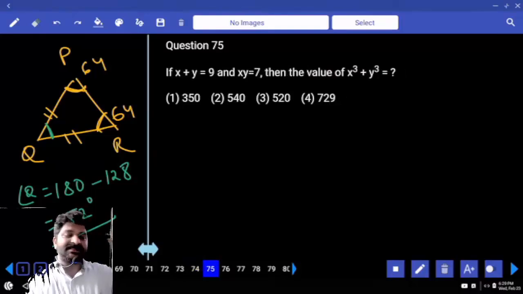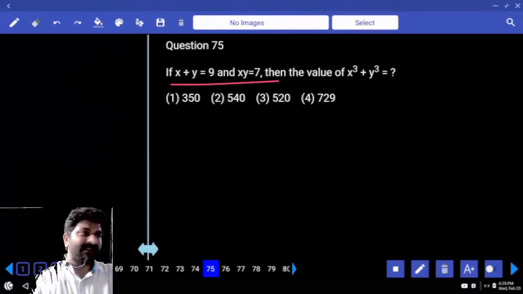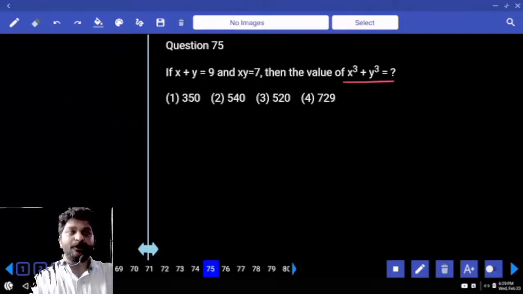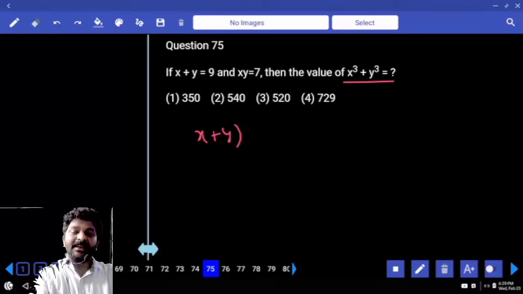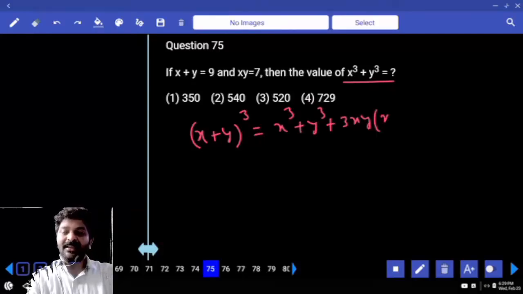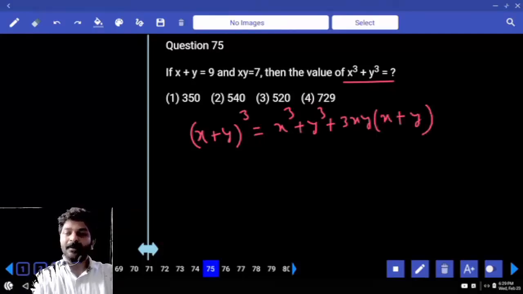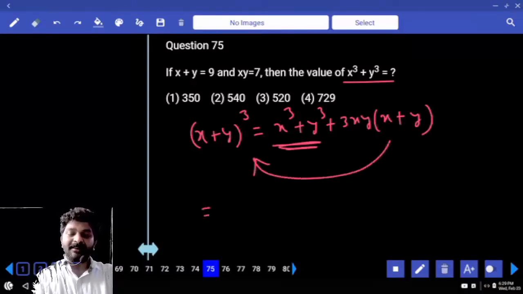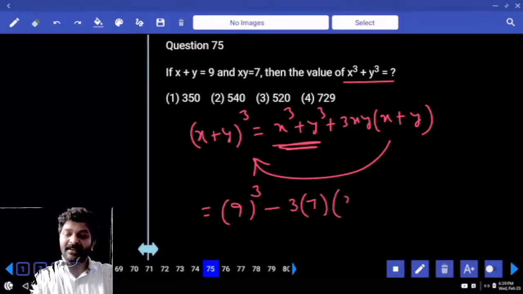X plus y is mentioned as 9, xy is equal to 7. So don't try to get individual values for x and y. We were asked to calculate x cube plus y cube. So simply go with x plus y whole cube, that is equal to x cube plus y cube plus 3xy into x plus y, correct? As we were asked to calculate x cube plus y cube, this value comes to the left hand side and it becomes x plus y whole cube minus 3 into xy into x plus y, that is 9 cube minus 3 into 7 into 9.